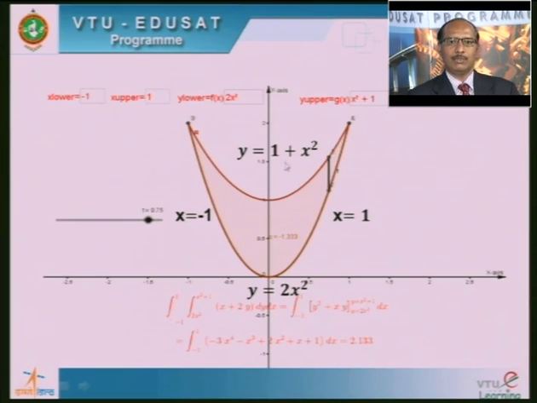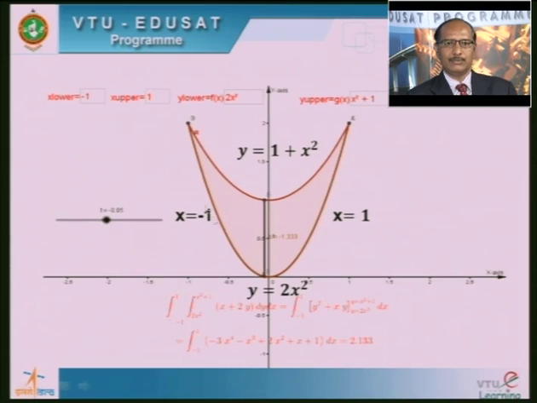So, y is equal to 1 plus x square. It is also a parabola, not passing through the origin. It cuts the y axis at 1, which means when x equal to 0, y is 1 here. In the other parabola, when x equal to 0, y is 0. That is why it passes through the origin. It passes through the point (0, 1), x equal to 0, y equal to 1. So, this is our region.